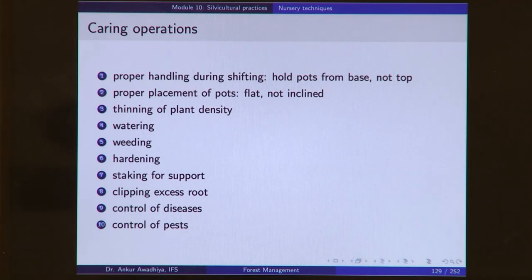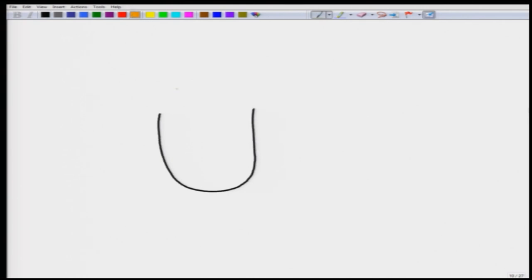Now, what is the sort of care that we require in a nursery? One, proper handling during shifting: hold the pots from the base and not from the top. Now, when people need to move these polythene bags, so here you have a bag with soil and with a plant. When you need to move this polythene bag from one place to another, you should hold it like this. Suppose this is the plant, you should not hold it from the plant, you should hold it from the base, so that the plant is not damaged.